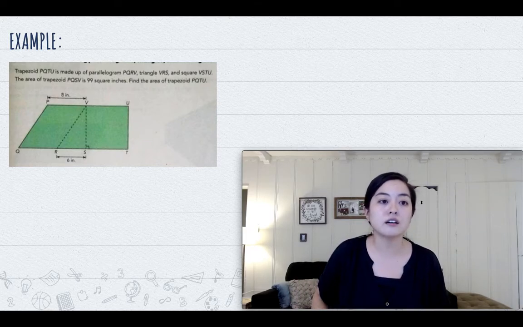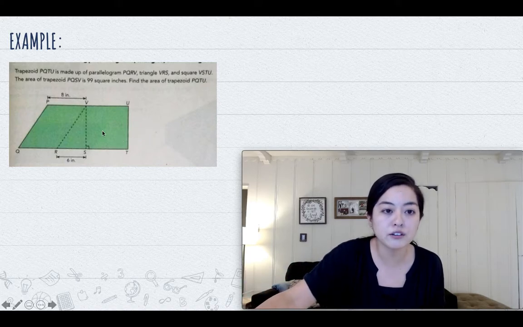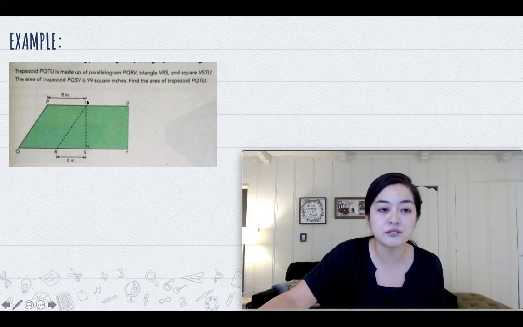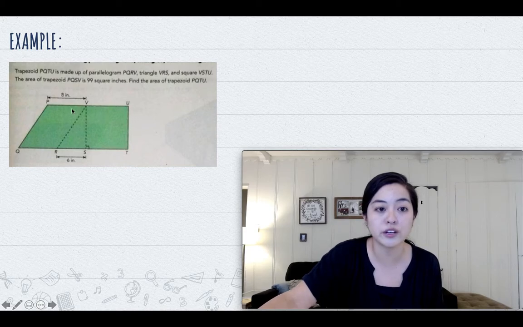So let's look here. Here's trapezoid PQTU, and it's made up of a parallelogram right here, PQRV, the triangle VRS over here, and the square VSTU. The area of the trapezoid PQSV here is 99 square inches. Find the area of the trapezoid PQTU. So we want to find this big trapezoid, okay? And we're given the area of the smaller trapezoid in here.